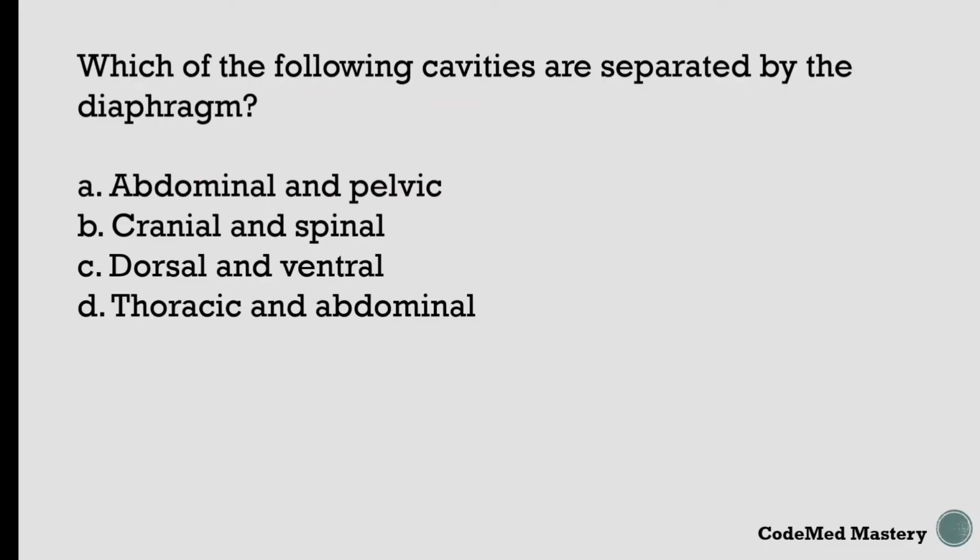Next question. Which of the following cavities are separated by the diaphragm? Option A abdominal and pelvic, option B cranial and spinal, option C dorsal and ventral, option D thoracic and abdominal. The right answer is option D thoracic and abdominal.